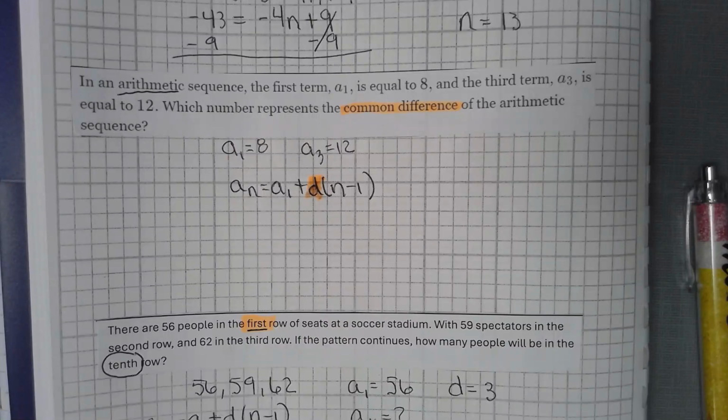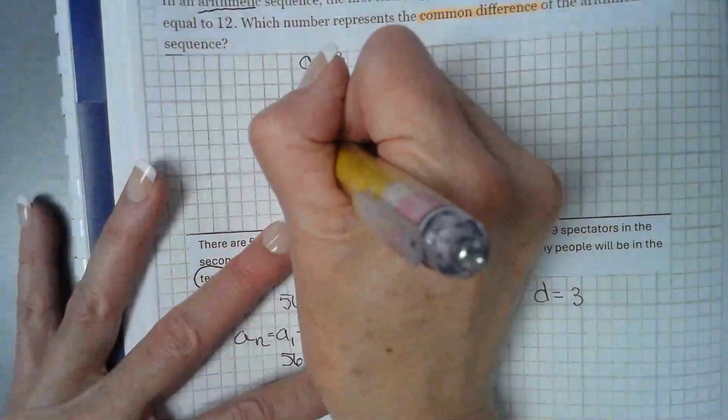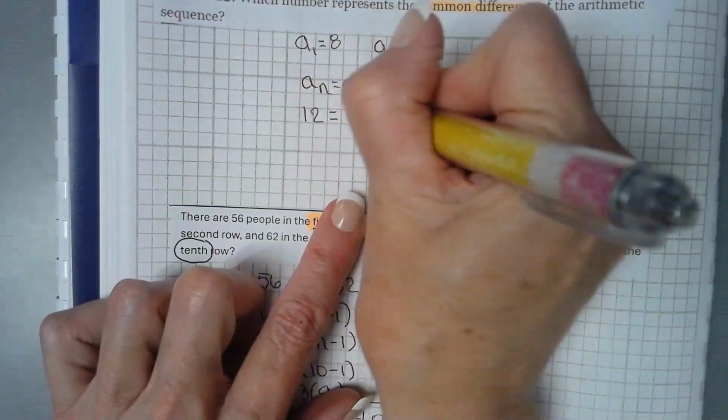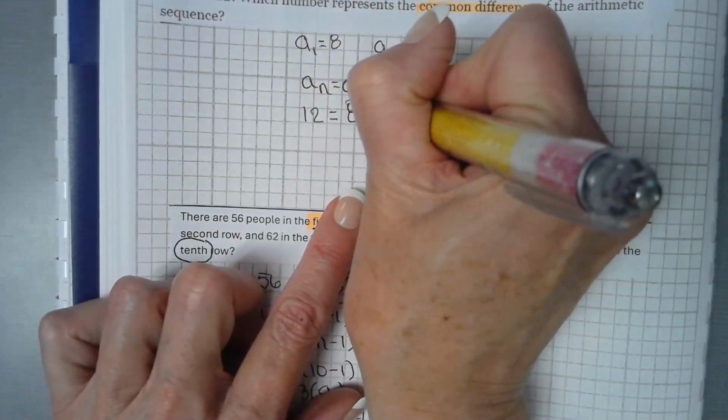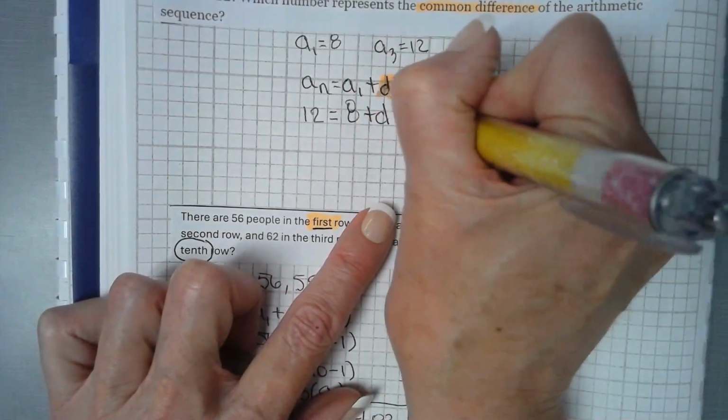Okay, now you got these two guys, 12 and 3. And which goes where? 12 is the first one, and then 3 is the end. N is the term number. It's the third term, and we know that value is 12. 12 goes right there. Okay? So we've got 12 equals the first term, which is 8, plus D that we do not know, parentheses, and then 3 minus 1.